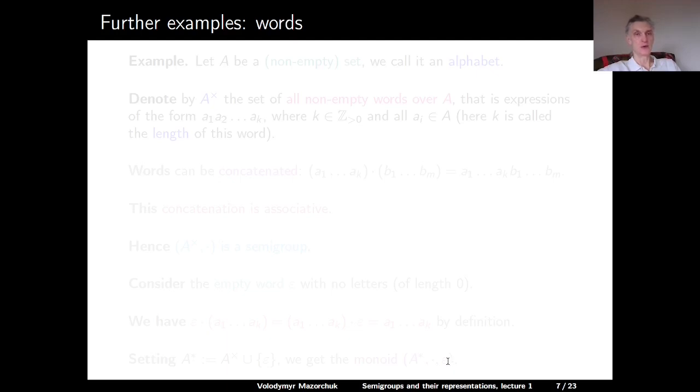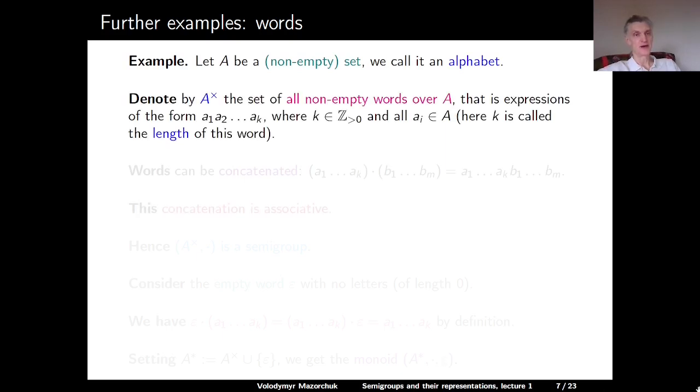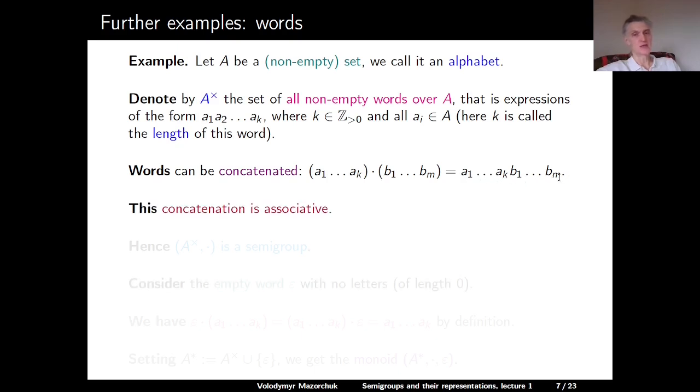Next example, the semigroup of all words. Let A be a non-empty set, which we call an alphabet. Denote by A^+ the set of all non-empty words over A, that is, expressions of the form a1, a2, and so on a_k, where k is a positive integer and all a_i are elements in A. Here k is called the length of this word. We can concatenate the words, so write them one after the other. If we have a word a1 and so on a_k, and b1 and so on b_m, we concatenate them, and we get the word a1 and so on a_k, b1 and so on b_m. This concatenation is obviously associative, hence our set, with respect to concatenation, forms a semigroup.